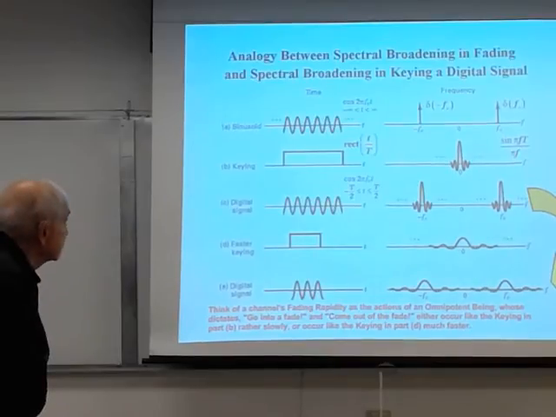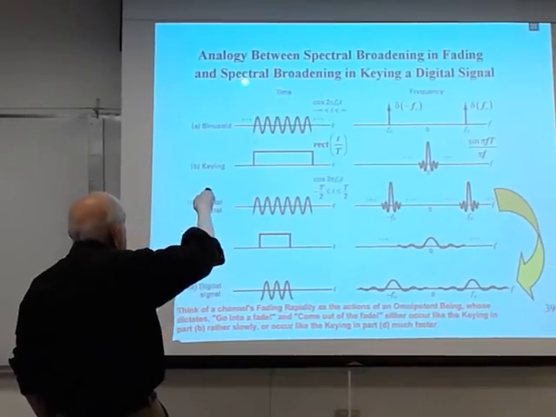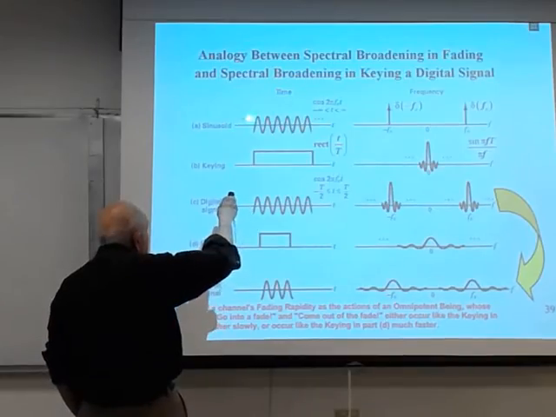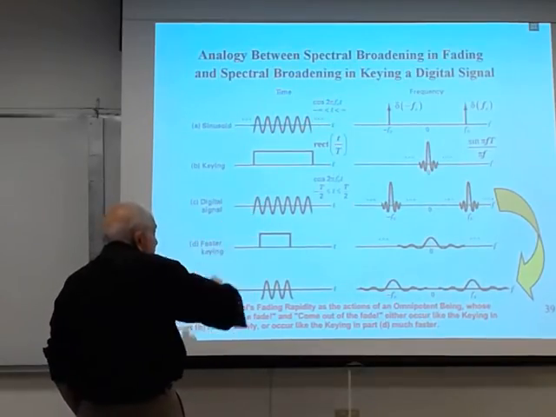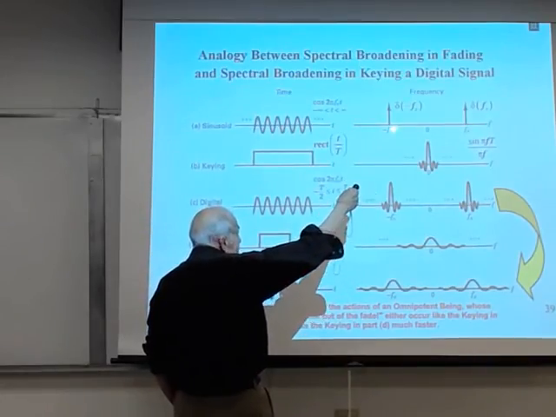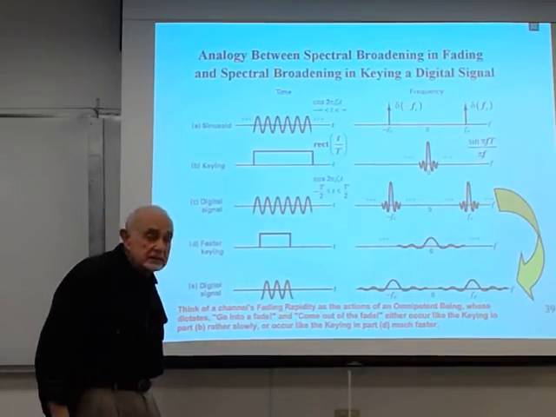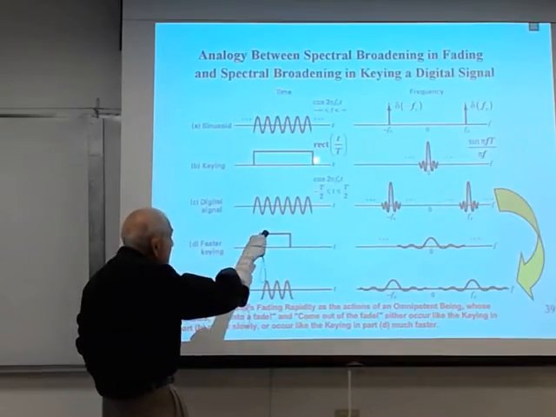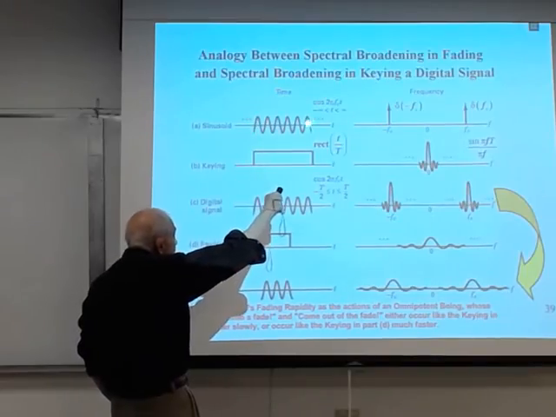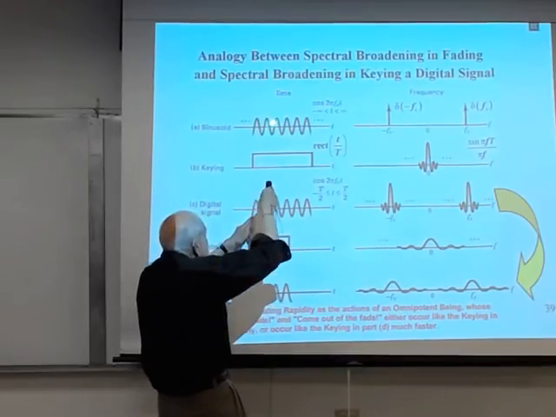And here's my analogy. Analogy between spectral broadening in fading and spectral broadening in keying a digital signal. So here's a sinusoid, and the dots mean a forever ongoing sinusoid. It has a spectrum which is a pair of delta functions, one at f sub c, one at minus f sub c. And notice I start to say, let's key it. Key it says in the time domain, I'm going to be multiplying it by a rectangle so that none of this on the left comes out, none of it on the right comes out, only this piece right there comes out. This is what comes out as a result of this multiplication.